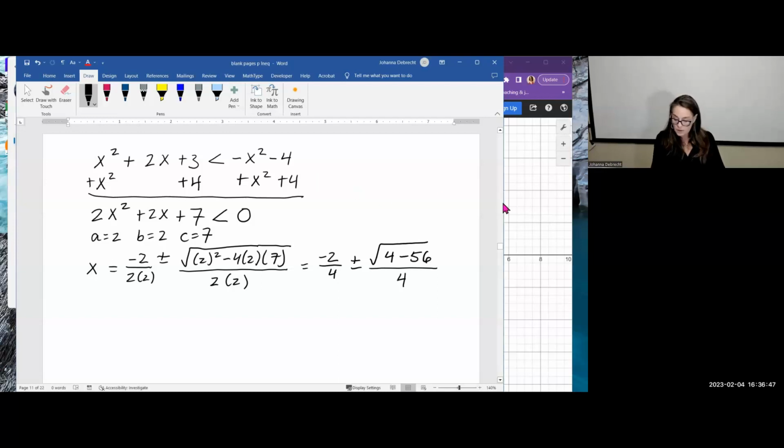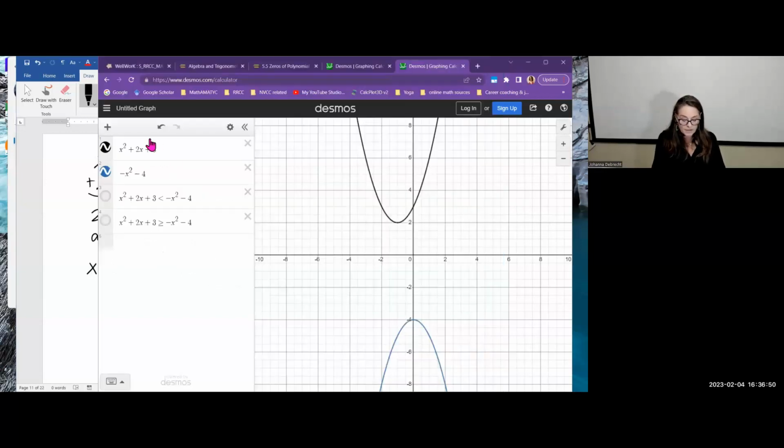Let's look at the original problem and see what happened. We have x squared plus 2x plus 3, our upward opening parabola here in black. We have negative x squared minus 4, our downward opening parabola here in blue. Now, the original problem was, when was x squared plus 2x plus 3 below, less than, negative x squared minus 4? Well, is the black ever below the blue? No. What would happen if I graph the inequality? I get nothing. Nothing shows up because there's no solution.